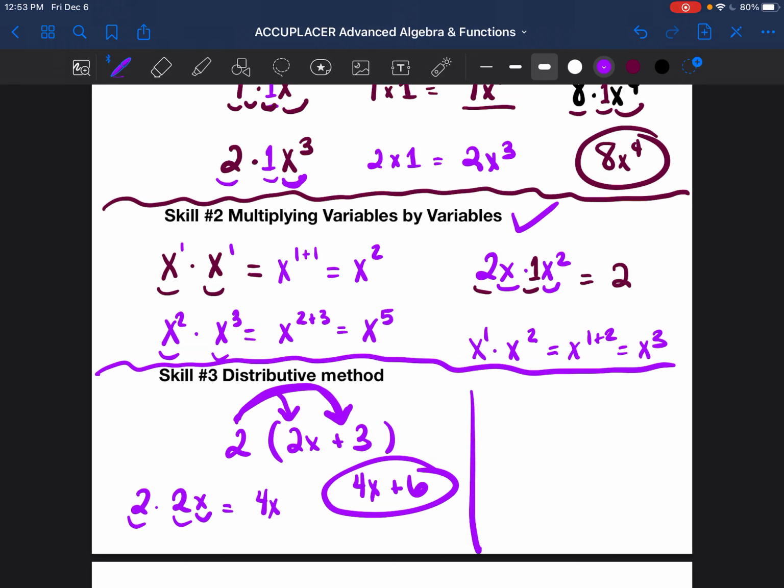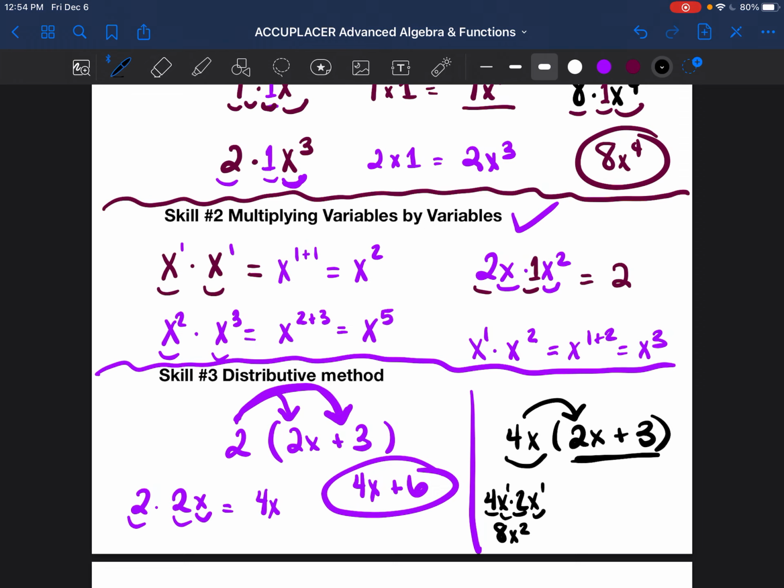Let's try this again. So say I had 4x times (2x plus 3). Because the 4x is on the outside and this value is on the inside, we're going to go ahead and distribute because there's a parentheses showing that we need to distribute. So 4x times 2x. Do you remember how to do that? 4 times 2 is 8. x times x, you add the exponents, so it'll be x squared. 8x squared. And then we would do 4x times 3.